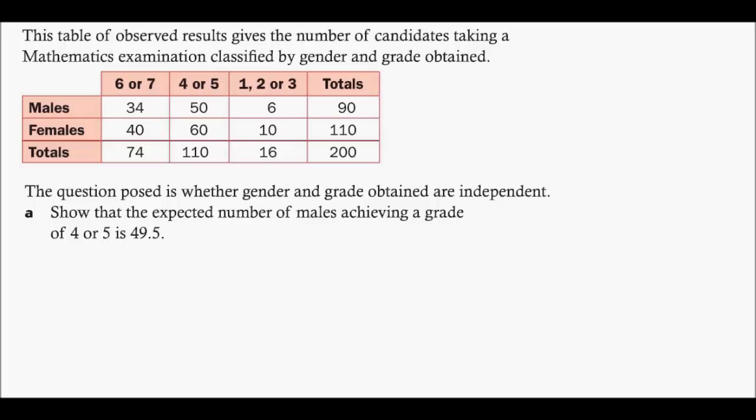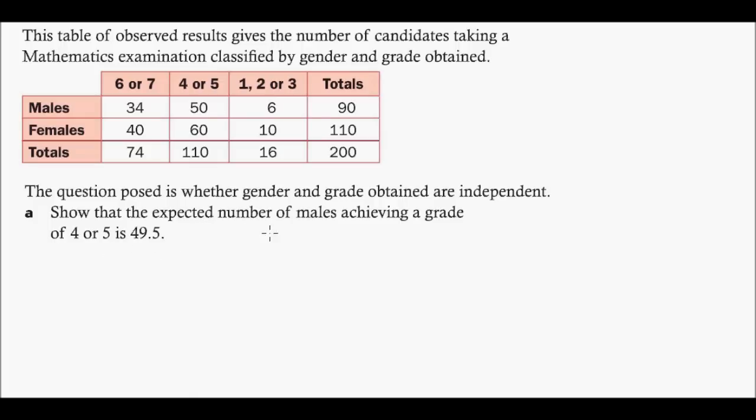The table of observed results gives the number of candidates taking a mathematics examination classified by gender and grade obtained. You have males and females, and grades 6 or 7, 4 or 5, 1, 2 or 3. What you want to take out of this is 90 males, 110 females, 200 total. That's important. The question poses whether gender and grade obtained are independent. That's why you do a chi-square test, to test for dependency.